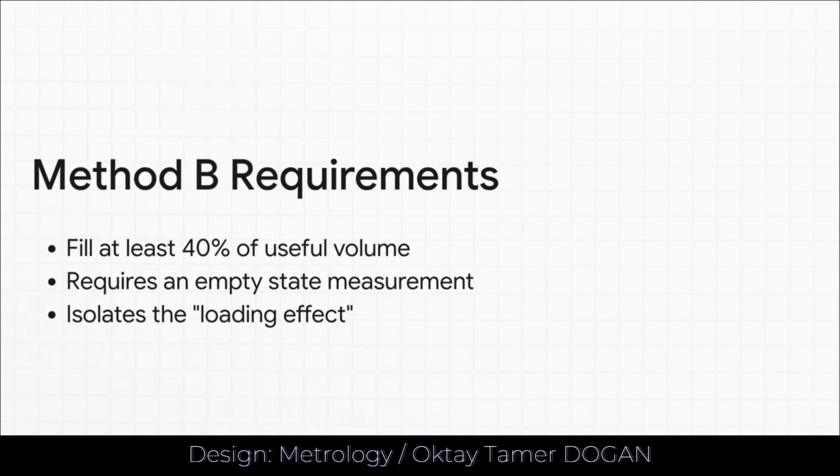But here's the brilliant part of the guideline. If you choose Method B, you're still required to take an additional measurement at a central reference location while the chamber is empty. By comparing the empty state to the loaded state, metrologists can isolate and calculate what's called the loading effect. It's basically a mathematically precise way to say, here is exactly how much your product is messing with the chamber's airflow and temperature distribution.